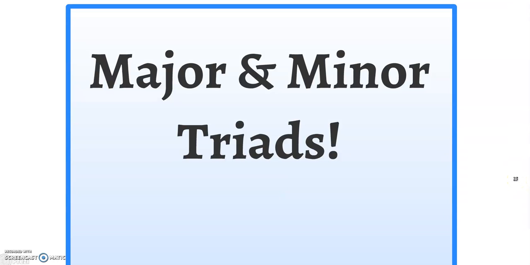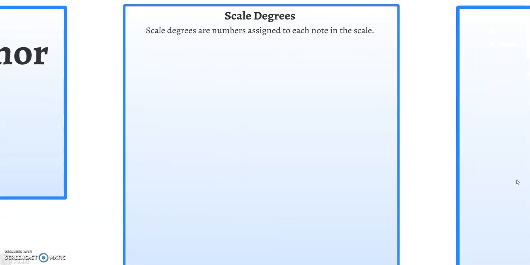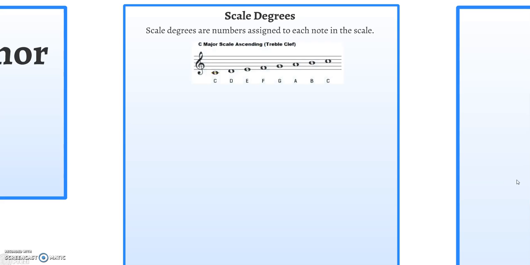Today we're going to talk about major and minor triads. Scale degrees are important. Scale degrees are the numbers assigned to each note of the scale. So they're super easy. They're 1 through 8. For C major, those are the notes of your scale, and the scale degrees attached to each note. So scale degree 1, scale degree 2, E is scale degree 3, F is scale degree 4.